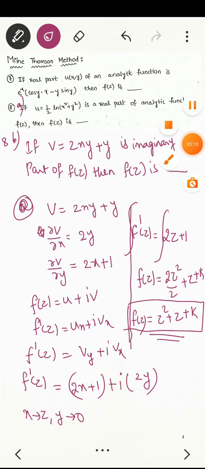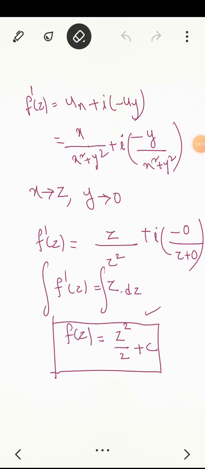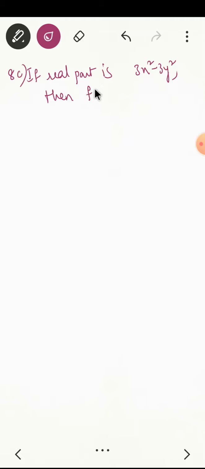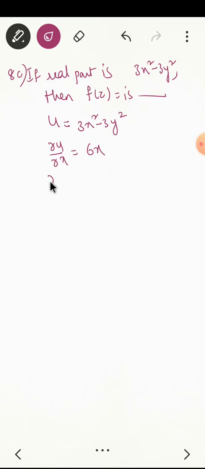Let me give you one more problem. If you want you can do it, or else you can go to another topic. So take that as question number 8c. If the real part is 3x square minus 3y square, for an analytic function, then f of z is? Can't you do this? They have given u equal to 3x square minus 3y square. Then I can write dou u by dou x is equal to 6x. Then dou u by dou y I can write as minus 6y.